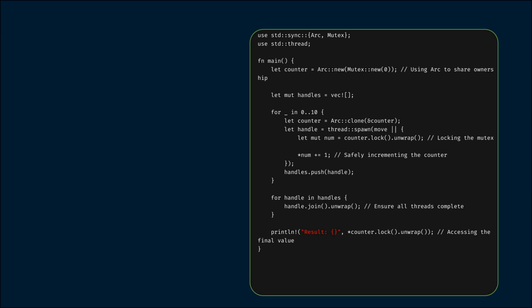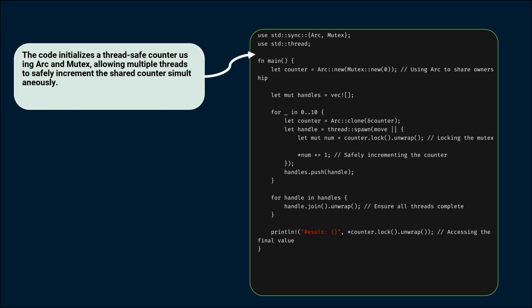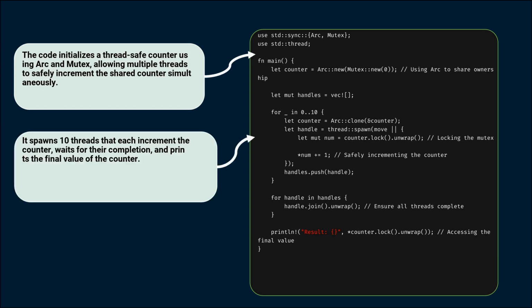Now let's take a look at how we can safely share mutable state across multiple threads using Rust's powerful concurrency primitives. In this example, we start by creating a counter wrapped in an Arc, atomic reference counted, and a Mutex, mutual exclusion. The Arc allows us to share ownership of the counter between threads, while the Mutex ensures that only one thread can access the counter's value at any given time, preventing race conditions.